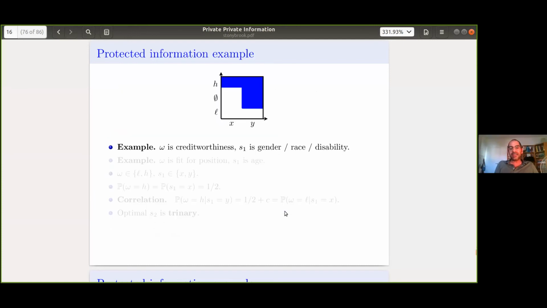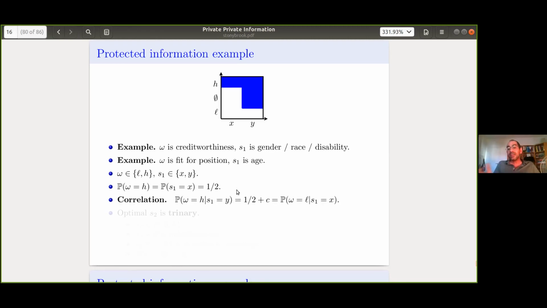So let me end with an example. Imagine that omega is, say, creditworthiness, and S1 is gender, or race, or disability, or maybe omega is whether a candidate is fit for a position, and S1 is the candidate's age. So omega will be low or high, so the fit or the creditworthiness, and S1 will be X or Y, whatever it is. And let's assume the priors, the marginals, are all uniform, so you're equally likely to have high or low creditworthiness or to have this trait S1 be X or Y. But these things are correlated. So the probability that the state is high, given that S1 is Y, is 1/2 plus some C. C can be anything between 0 and 1/2, which is the same as the probability that omega is low when S1 is equal to X.